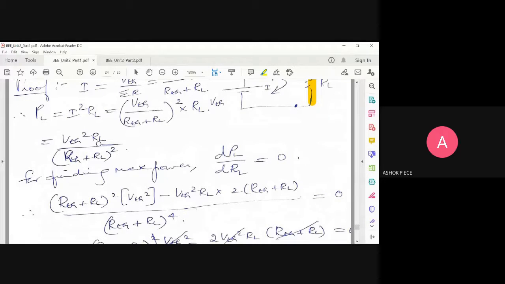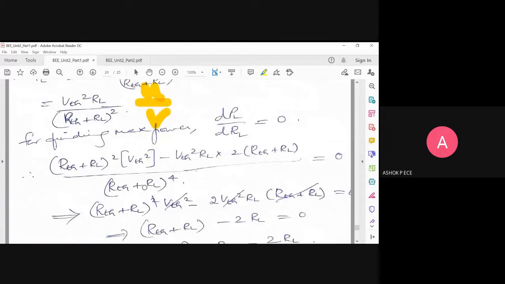See, RL is there in both numerator and denominator. So I have to differentiate it, and I cannot do it using the normal method. So I'll be using the U by V method. See here, V square, V into dU minus U into dV. Already V is whole square, so it will become whole power 4. V into dU: differentiation of this term is only VTH square because I'm differentiating with respect to RL. So (RTH plus RL) the whole square into VTH square minus this term VTH square RL into differentiation of this term, 2 into (RTH plus RL).